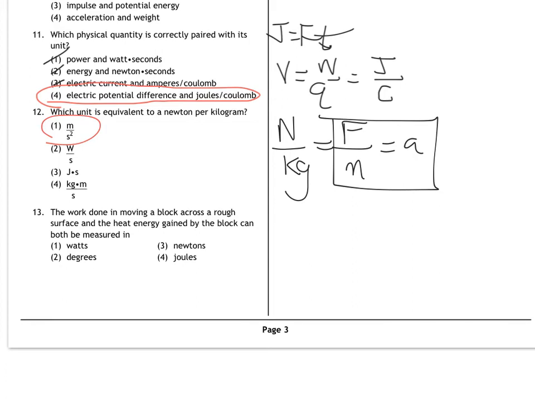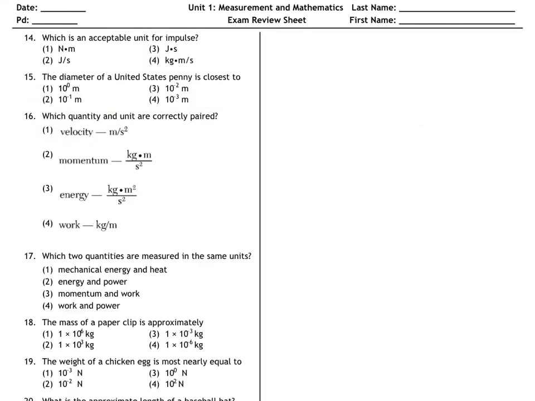All right, so in number 13, they're saying some keywords. For me, I'm seeing the word work. That matters a lot. I'm seeing energy. So all of this is going to be measured in joules. All right, number 14, which is an acceptable unit for impulse?